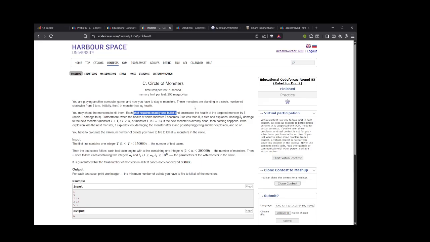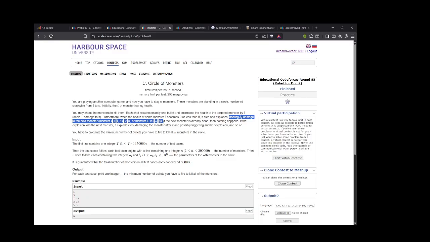And when you hit a monster with a bullet, the monster's health is decreased by one. It gives damage of one to the particular monster whom you hit with the bullet. Furthermore, when the health of some monster becomes zero or less than zero, it dies, dealing B_i damage to the next monster. This is the main thing about the problem.